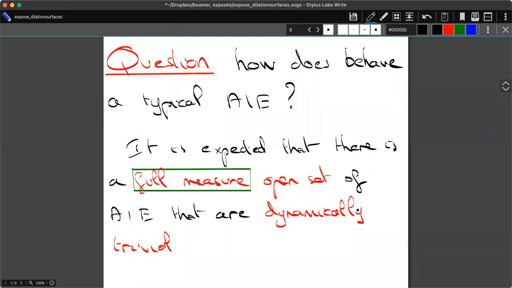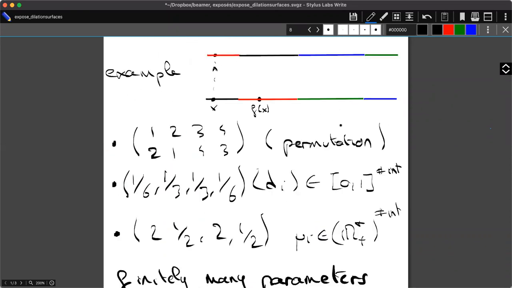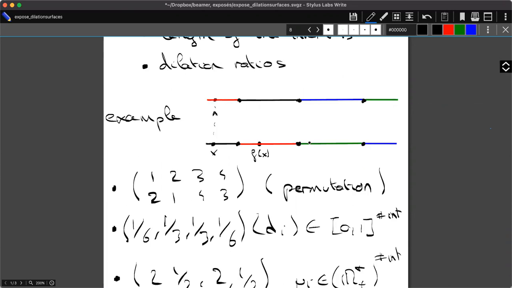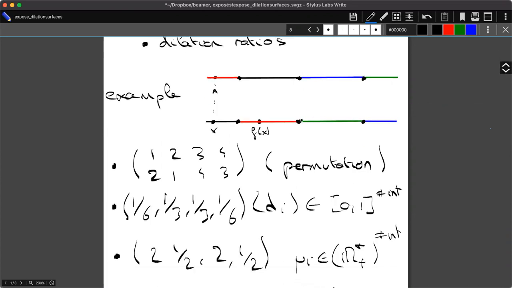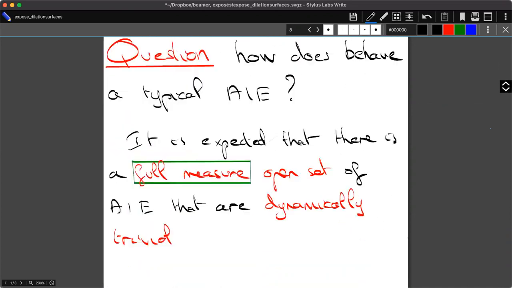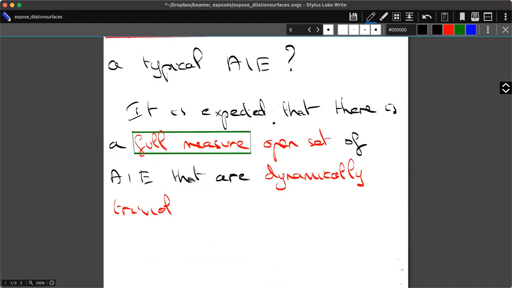are dynamically trivial. Dynamically trivial means that any point, or almost any point, will accumulate in the past and the future. You see in this picture, for example, there is a slight ambiguity on this point, but there are only finitely many of them. I don't want to discuss them so much. These are discontinuity points. So up to these points, every orbit in the past and the future will accumulate on some attracting cycle. So this is what I mean by dynamically trivial.